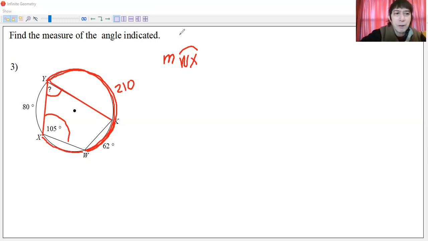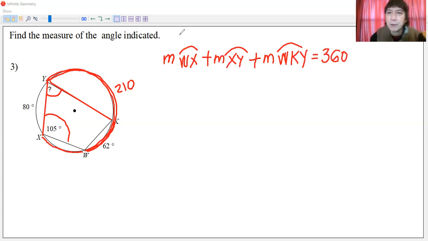All right, and then add the arc XY, the measure of the arc XY. There. Also, we now have the bigger arc YKW or WKY. Okay, that's the measure of WKY, which completes our 360 full circle there.